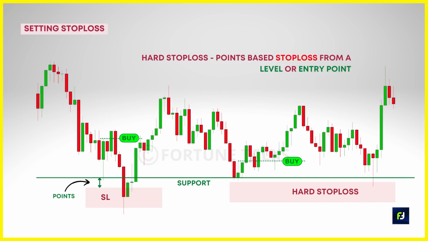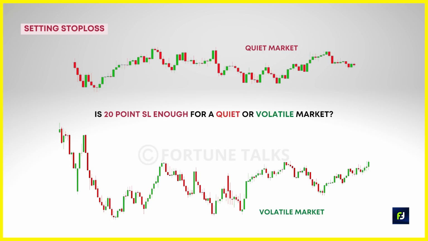This is not a very logical method of placing a stop loss. Moreover, having a hard stop loss in a dynamic market doesn't make sense. Think about it. Why would you place a 20-point stop loss in both a quiet and volatile market? Similarly, why would you risk an 80-point stop loss in both calm and volatile market conditions?